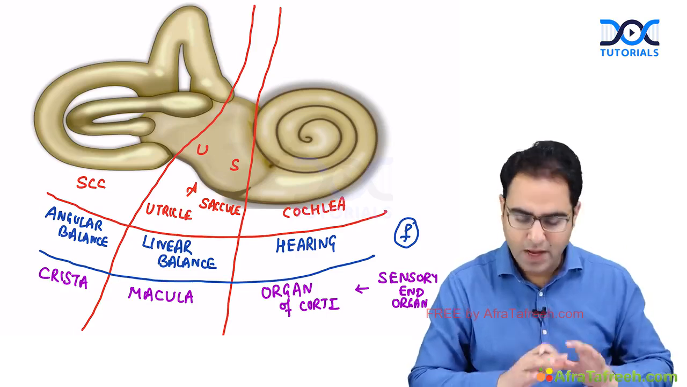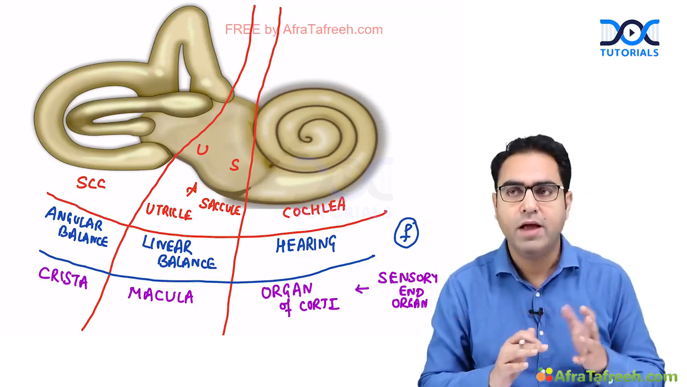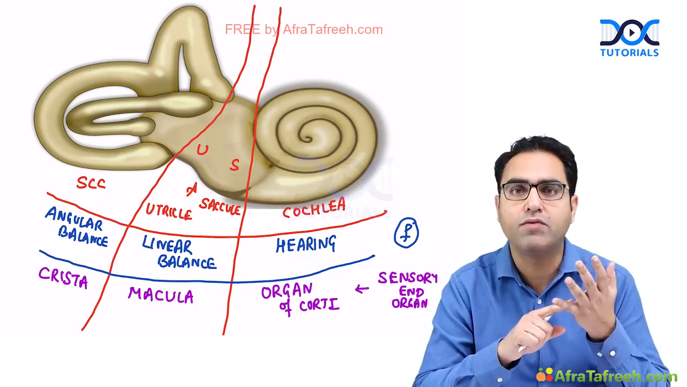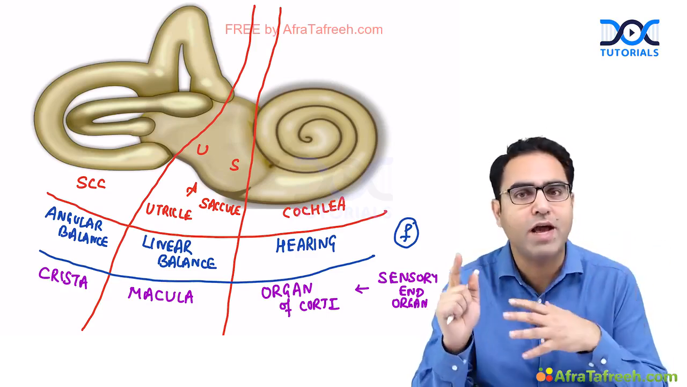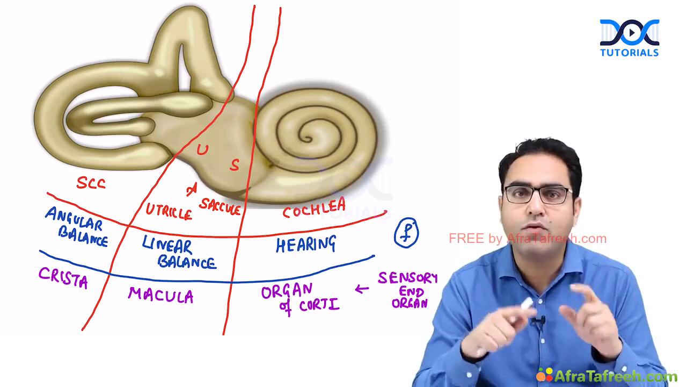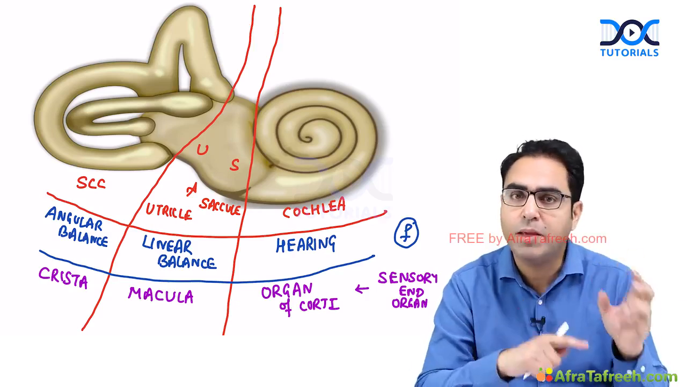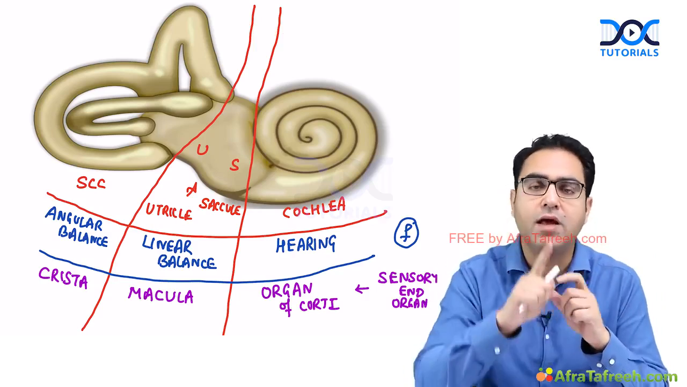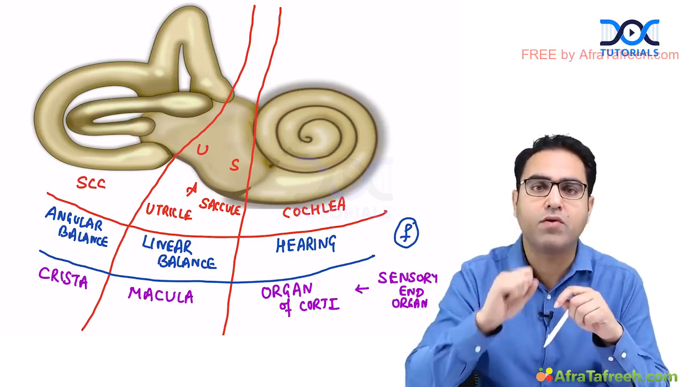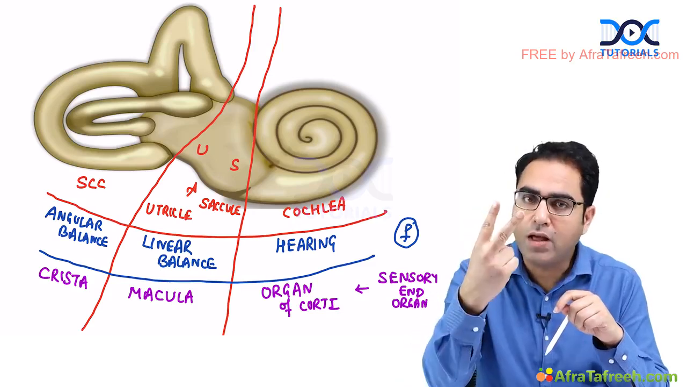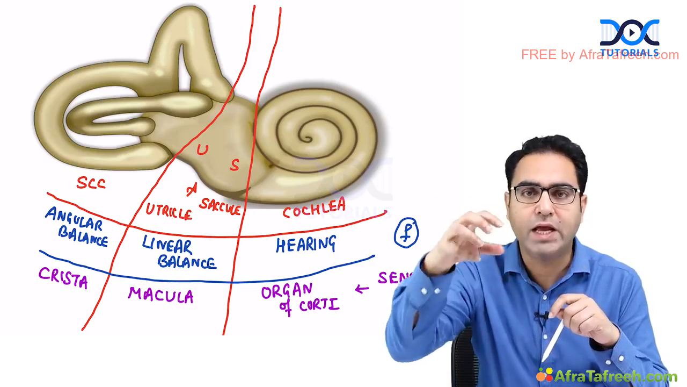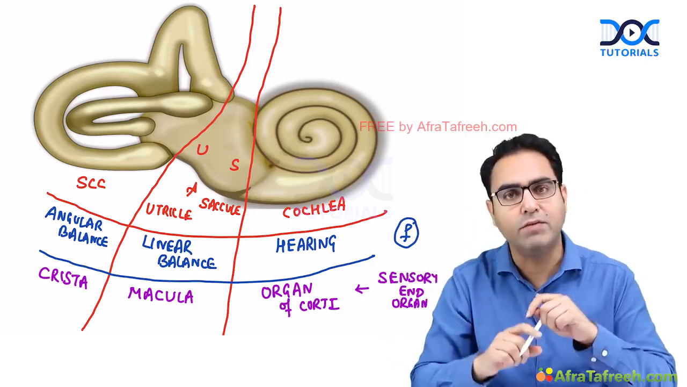Okay, fine. I hope this basic concept is clear. Everybody should be clear about macula, crista, and organ of Corti. The cochlea has the organ of Corti for hearing. The utricle and saccule have the macula for linear balance. And the semicircular canals have the crista for angular balance. In one inner ear, you have one organ of Corti, 2 macula, 1 in the utricle and 1 in the saccule, and 3 crista, 1 in every canal. Okay, so that's the meaning of this.